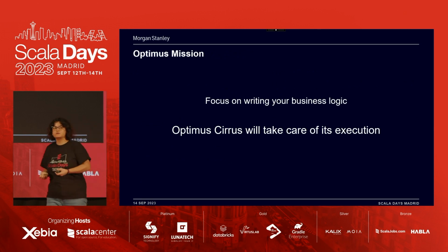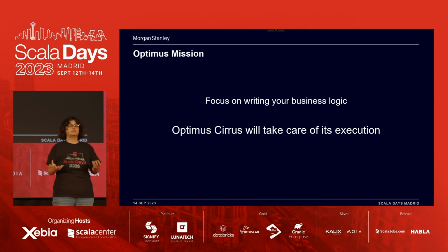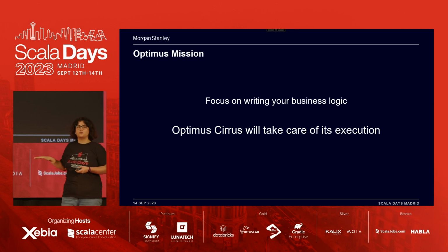So by using the Optimus Cirrus platform, you can finally focus on writing the business logic. And let's be honest, writing the business logic is not usually as simple as summing two numbers, right? That's already a lot of work. Optimus Cirrus will take care of making sure that your code will run as fast as possible.